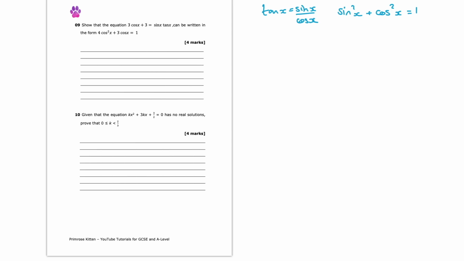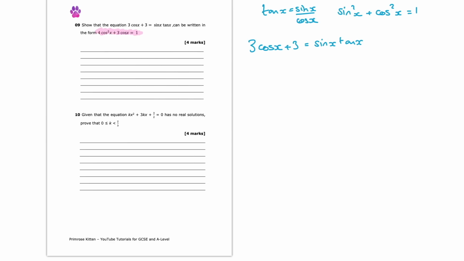Okay, so it says, show that the equation 3 cos x plus 3 equals sine x tan x can be written in the form of 4 cos squared x plus 3 cos x equals 1. Alright, so to be able to do this, playing almost a game of spot the difference can be helpful. You can clearly see that the equation that we're starting with here has a tan x in it, and the one that we're trying to turn it into doesn't.